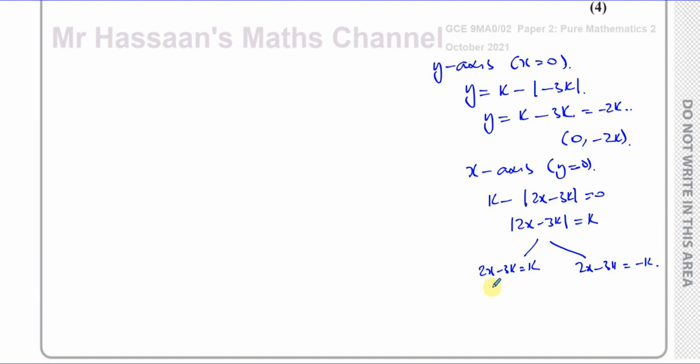So now we can add 3k to both sides. So 2x equals 4k, and then divide by 2. So that's 4k divided by 2, which is 2k. Or for this one, we add 3k to both sides again, but this time we'll have 2x equals minus k plus 3k, which is 2k. Therefore x is equal to k. So we know that it crosses the x-axis at 2k, 0 and at k, 0.